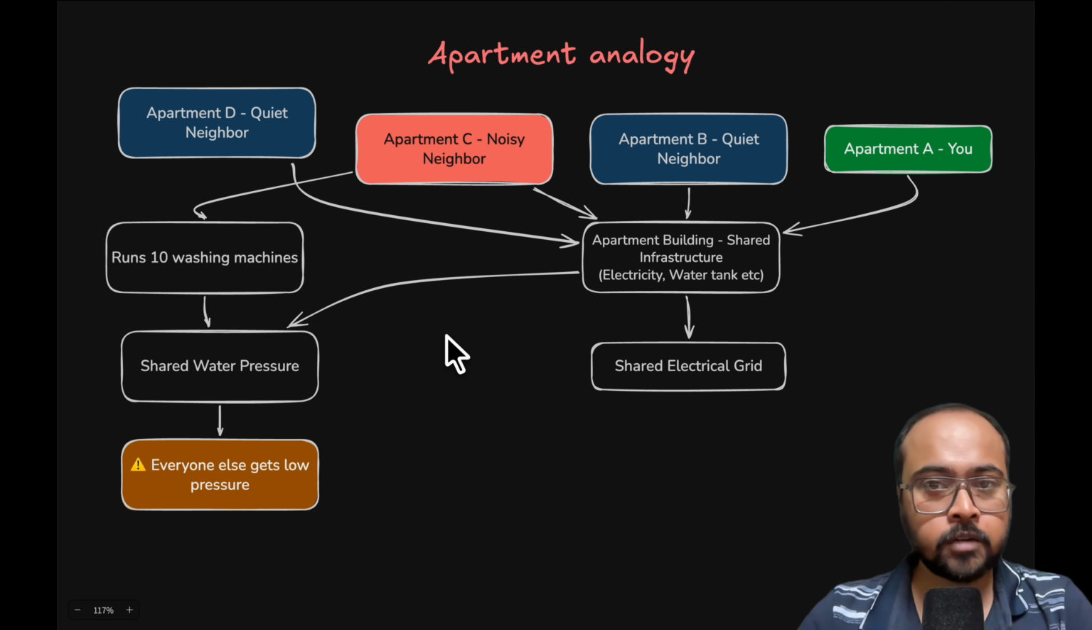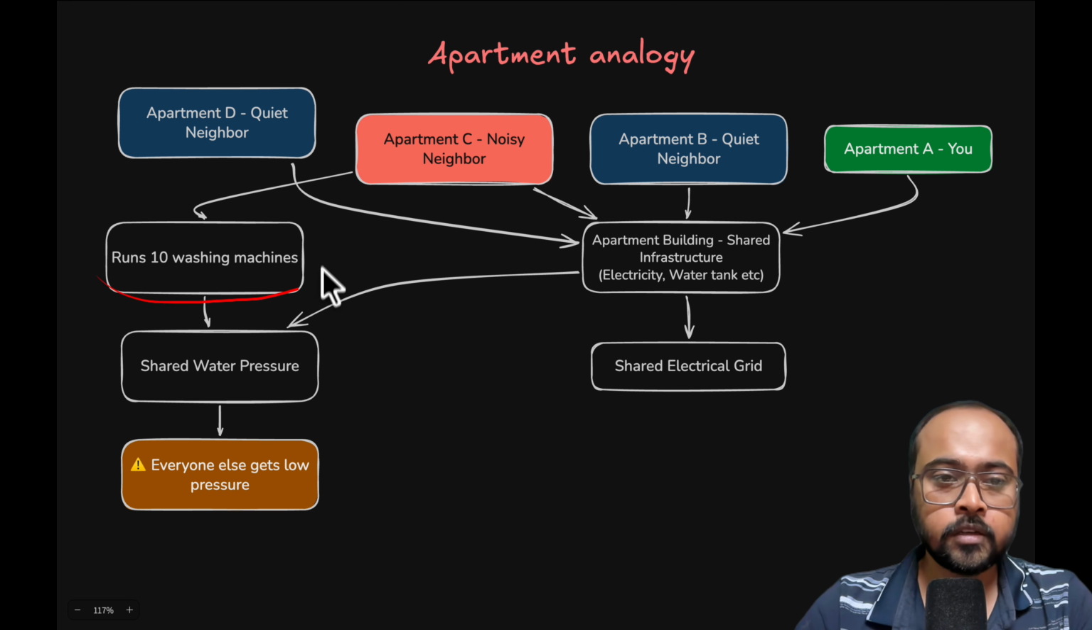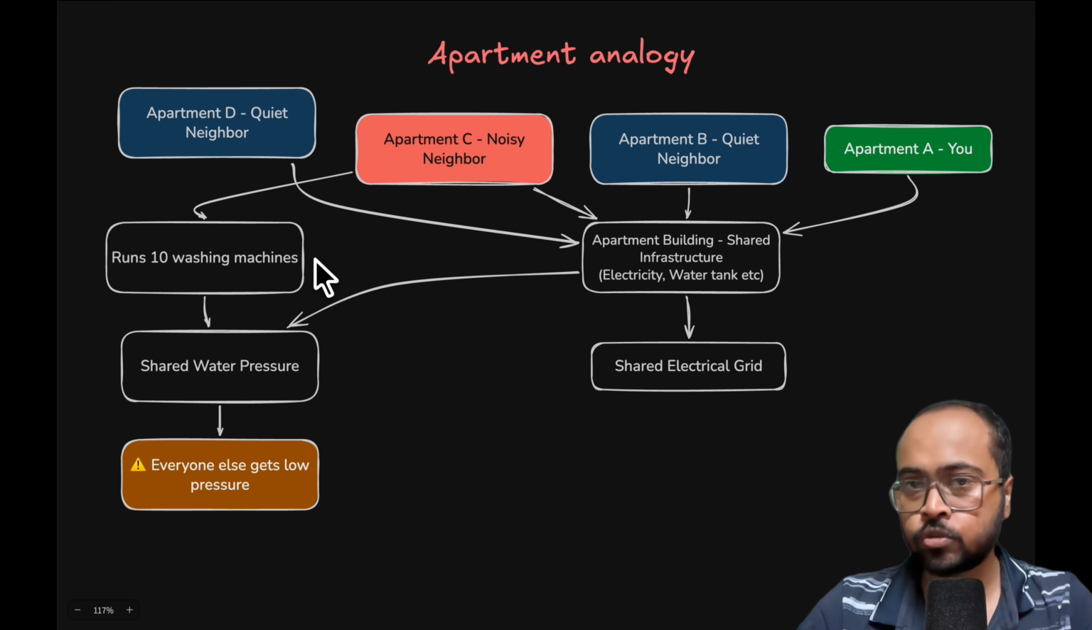Now we have another diagram to explain the problem in the form of an apartment analogy. Suppose that you live in an apartment, and in the same building there are other apartments as well. Some of the resources are shared, such as the electricity and the water tank. All the apartments in the same building use the same electricity board and the same water tank. All of a sudden one of the apartment residents starts to consume more water. Suppose they ran 10 washing machines altogether, which consumes more electricity and more water.